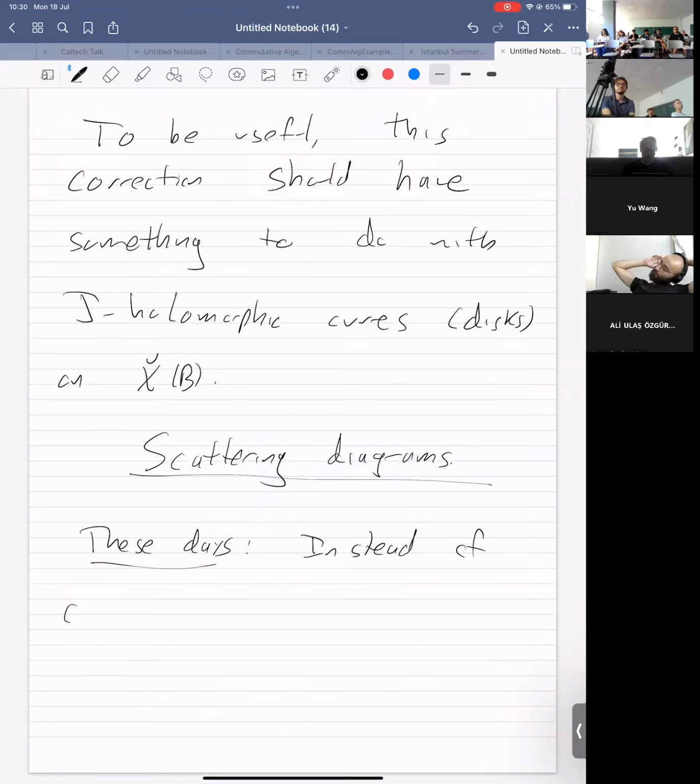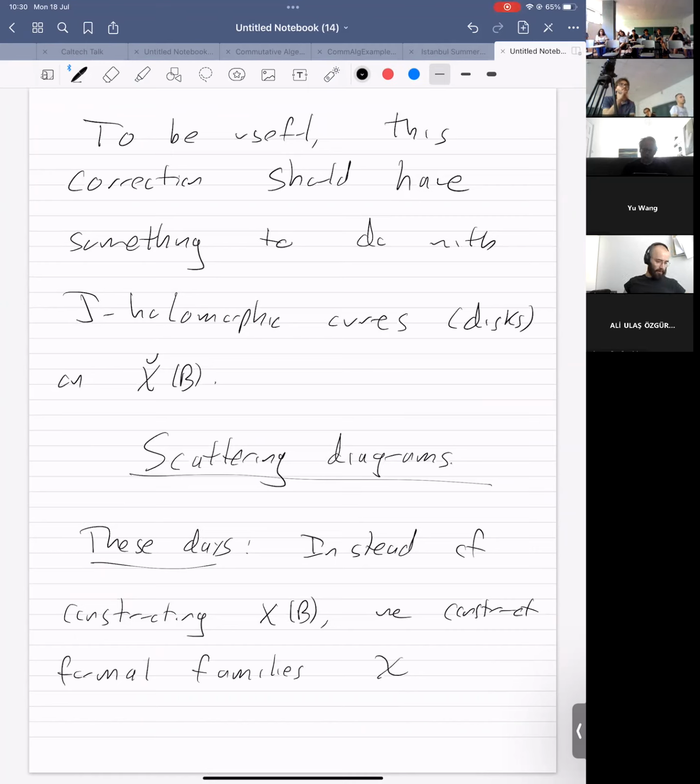But what we actually do these days is that instead of constructing X of B, we construct formal families. The simplest would be maybe written as X, completed over Spec K double bracket T, where you should think of the generic fiber as being the compactification we're looking for, this X of B.